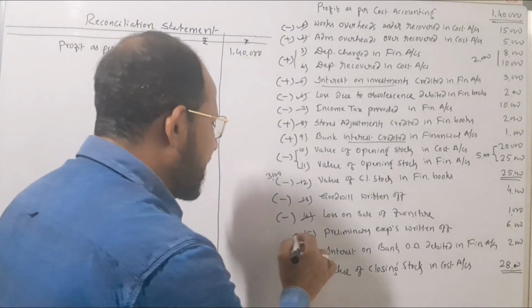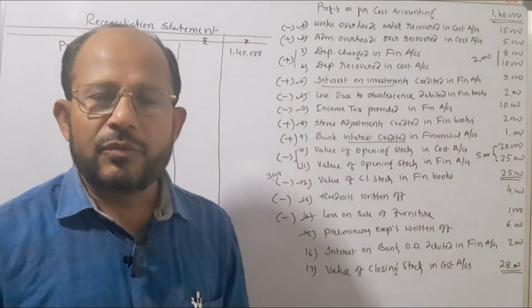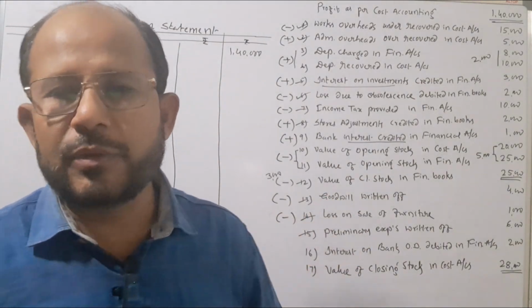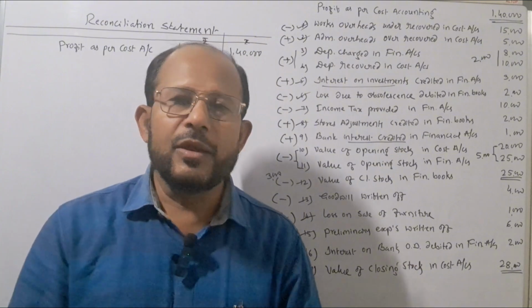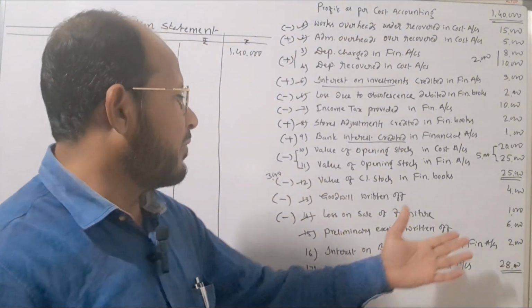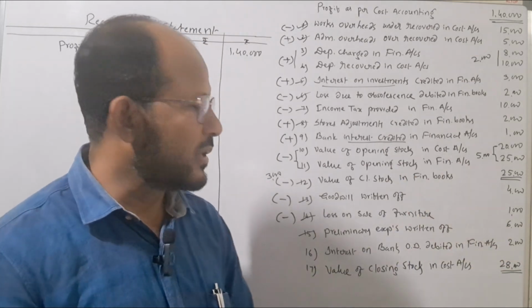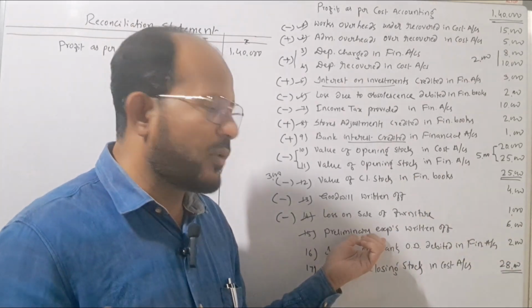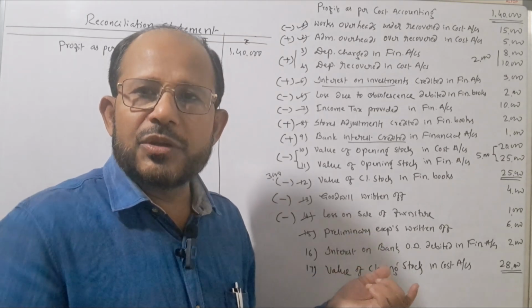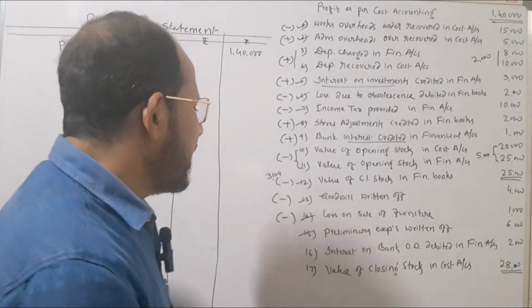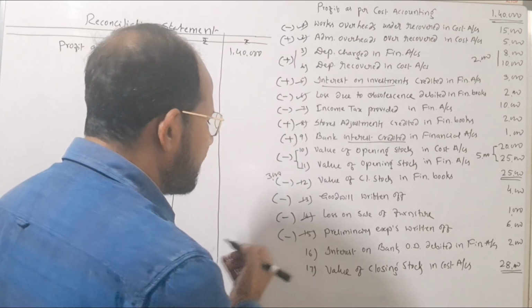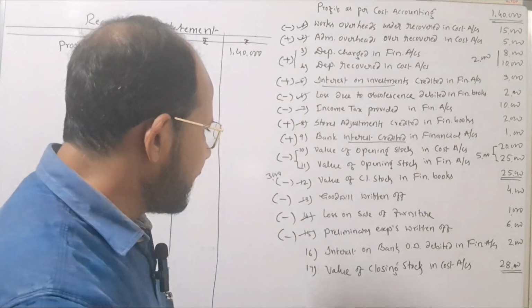Next one is preliminary expenses written off. Where do we show this one? Preliminary expenses are generally shown in the financial accounts, but this entry is not made in costing records. Because of that, the cost accounts will show more profit. That is why, in order to reconcile, even this item is to be deducted.